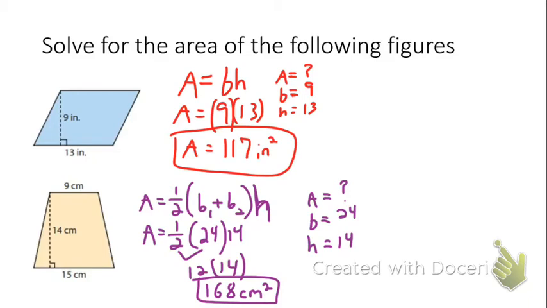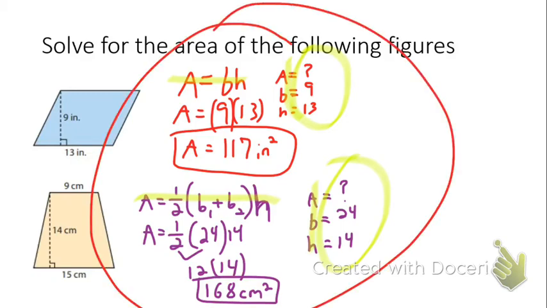All right, ladies and gentlemen, so once again, what I did here, I started off by identifying the formulas needed. Then I broke them apart and identified all the information they gave us. And all I did was substitute those values into the formula and use my order of operations to solve. So for the first parallelogram, the area is equal to 117 inches squared. And for the second shape, which is a trapezoid, the area is 168 centimeters squared. This is what I'm looking for when you are doing your work, because that helps me identify where the errors were, if there were any.